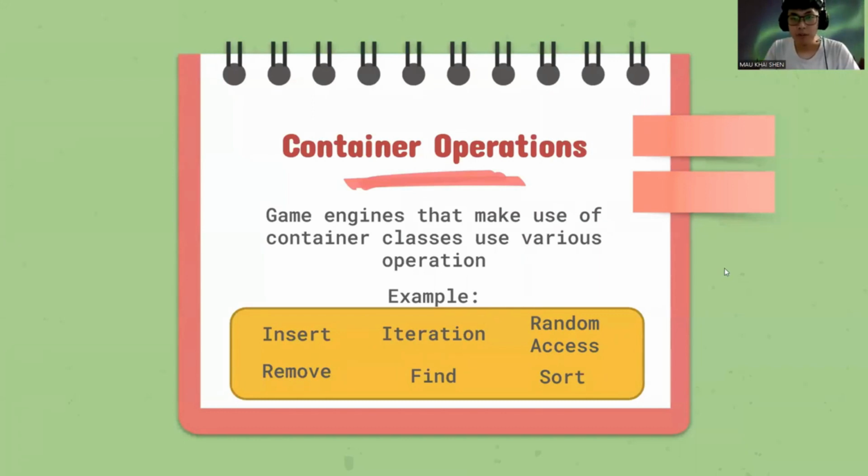Good day, everyone. My name is Compilation, and I'm now going to talk about container operations. The game engine that makes use of the container classes uses various operations, for example insert, remove, iteration, find, random access, and also sort.